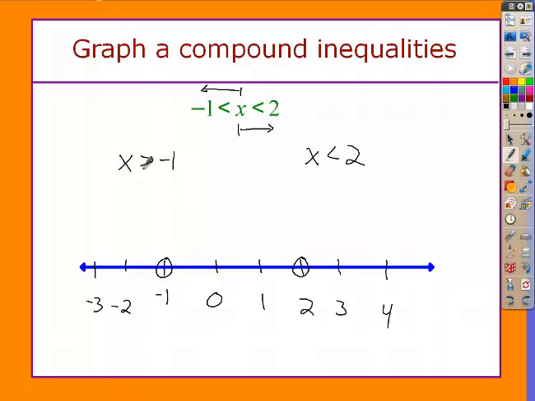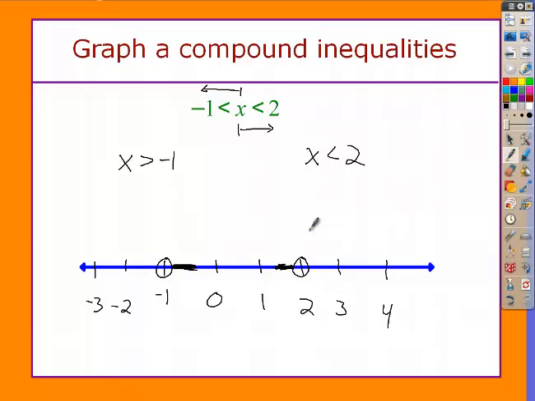So here, x greater than -1. We're at -1. We know it's an open circle because this is just a greater than. Now where is x bigger? To the left or to the right? To the right. So we're going to shade just a little bit to give us a direction. So that way we know which way we're headed. Take a look at the second inequality, x less than 2. Again, we're at 2 with an open circle. And where is x less? To the left or to the right? To the left.